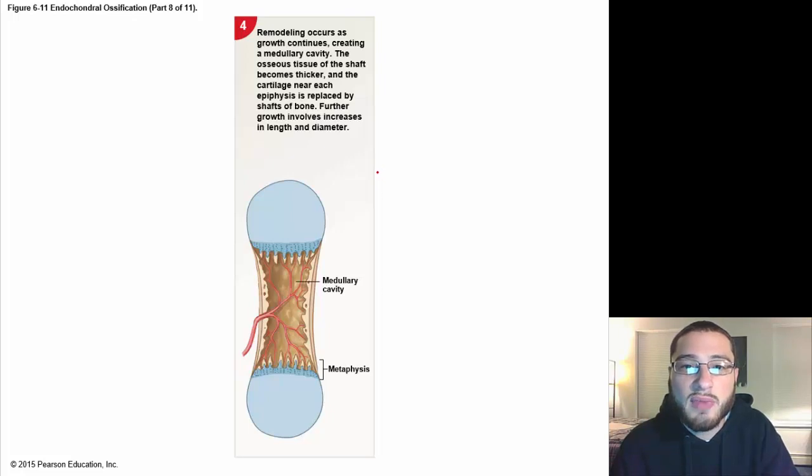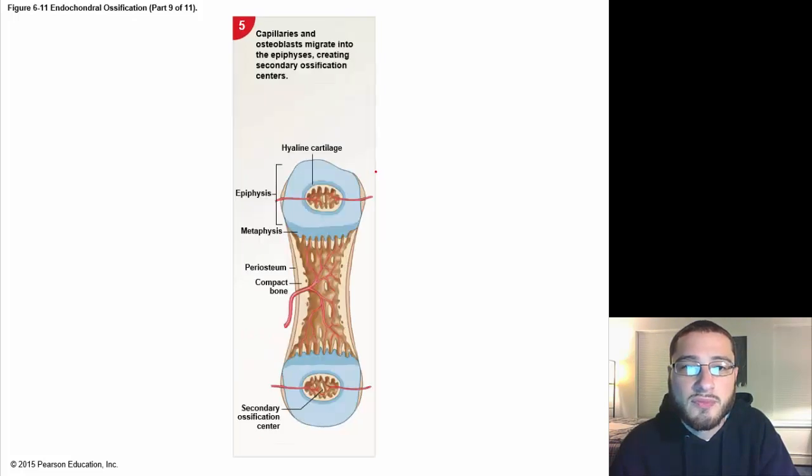That's the cavity where our bone marrow is going to be, and the osseous tissue of the shaft becomes thicker, and the cartilage near the end of the epiphysis is replaced by shafts of bone. Then in step 5, capillaries and osteoblasts migrate into the epiphysis, creating a secondary ossification center. So this was our primary, and now we have a secondary ossification center. First we had this area that's going to form our diaphysis, or our shaft, and now we have this area that's going to form our epiphysis, or our head.